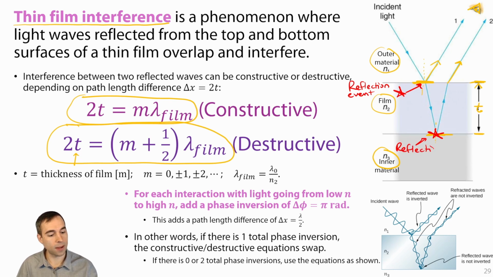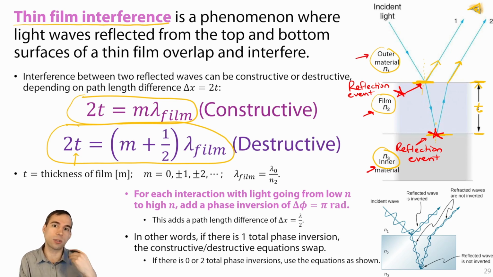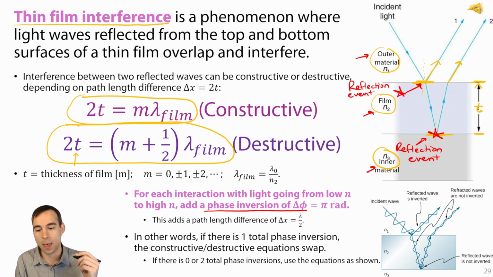Reflection event at the bottom, and each of those, depending on what these two n numbers are, could have a reflection that causes a phase shift, a phase inversion of 180 degrees, or has no phase shift. It depends on if this is a bigger n or a smaller n that we're moving between. So we need to really think about how many phase inversions we will have in this thin film interference type of problem. And that means that, in other words, we will count up the number of phase inversions.